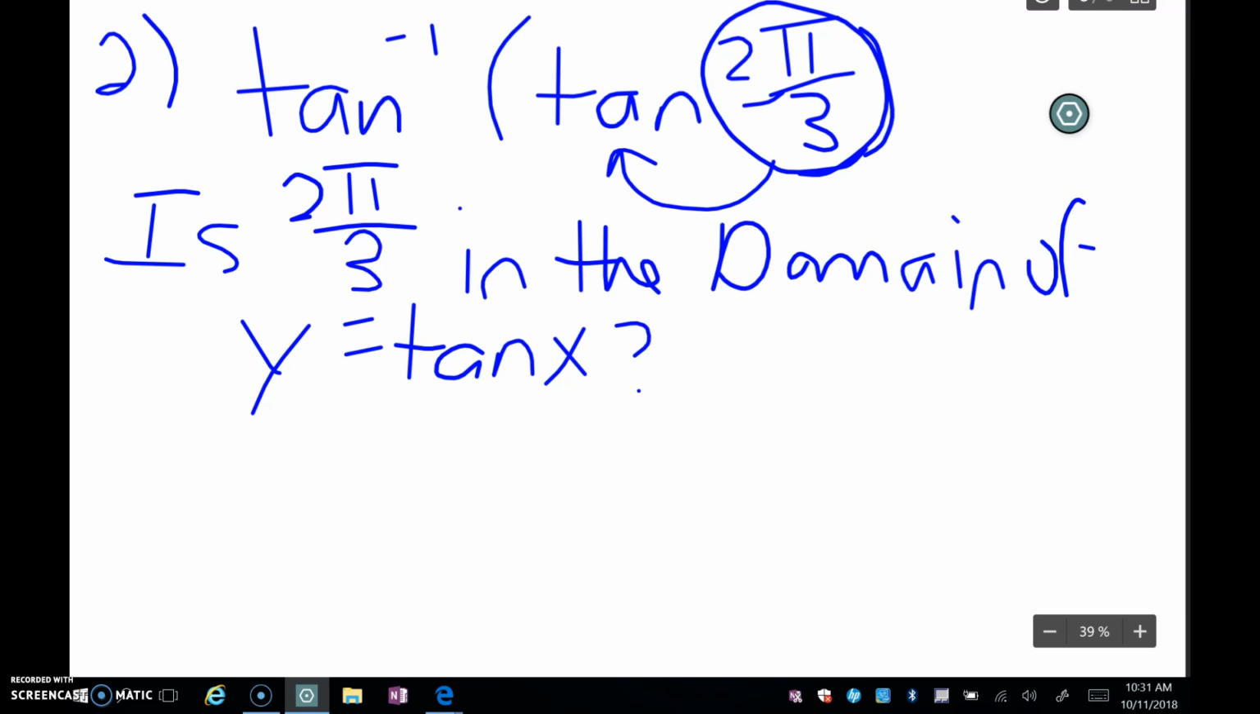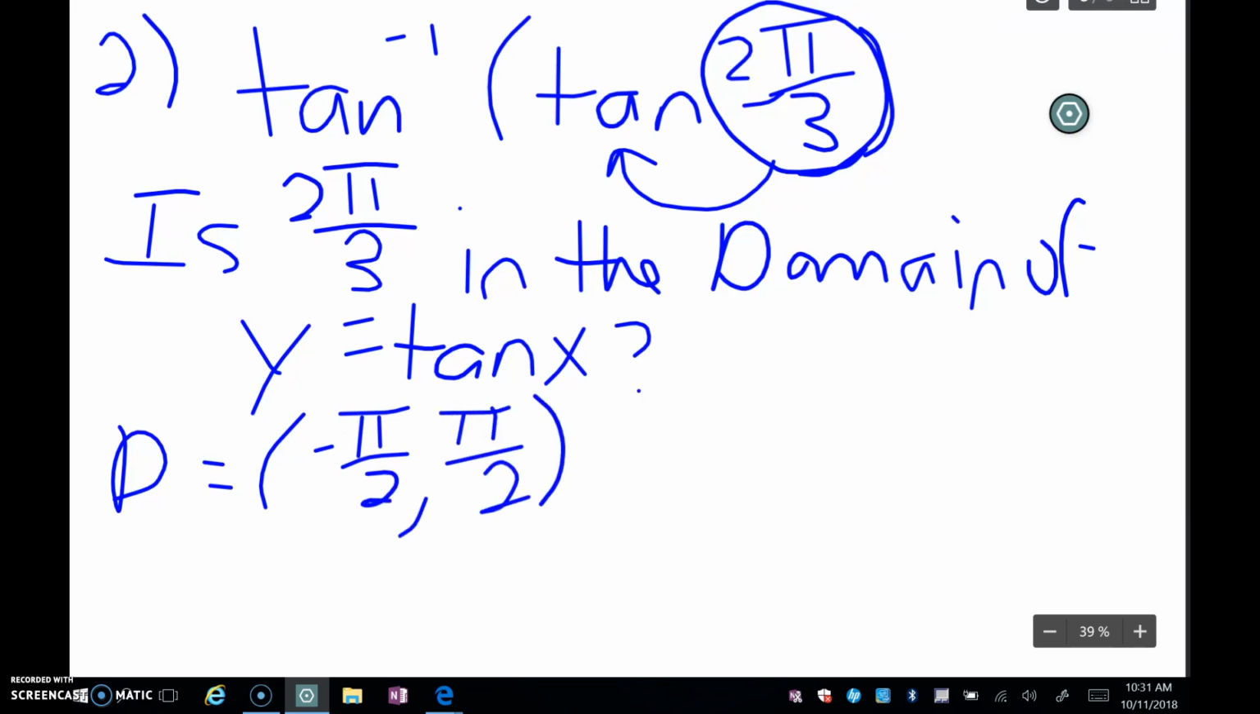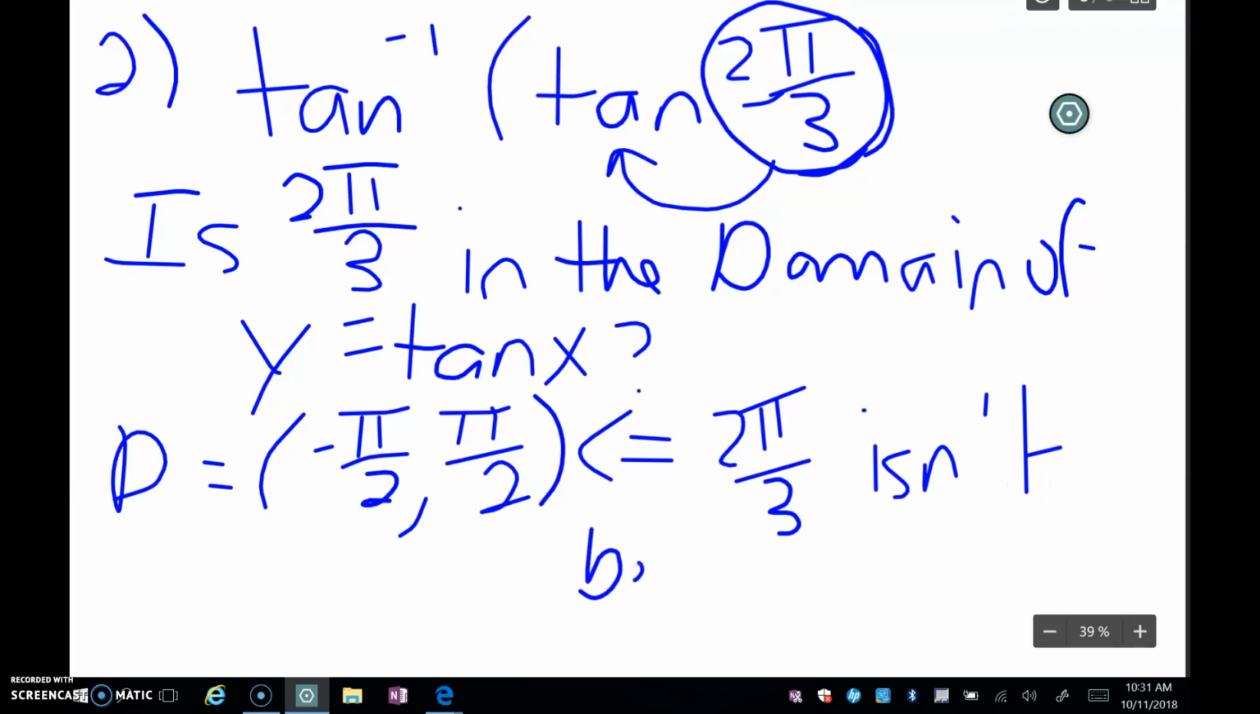So I look on my worksheet that I sent to you guys, and I'll try to find what the domain of tan is. And the domain is from negative pi over 2 to pi over 2. So I want to know if 2 pi over 3 is in between there. So 2 pi over 3 is not between these two numbers, between negative pi over 2 and pi over 2. Since that's the case, this is a harder problem.